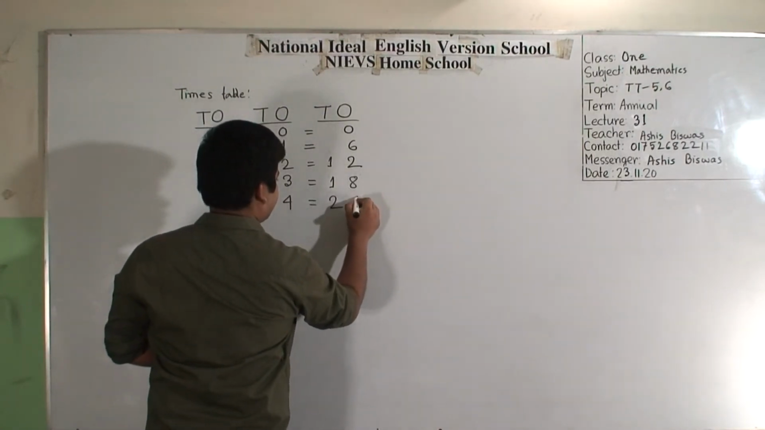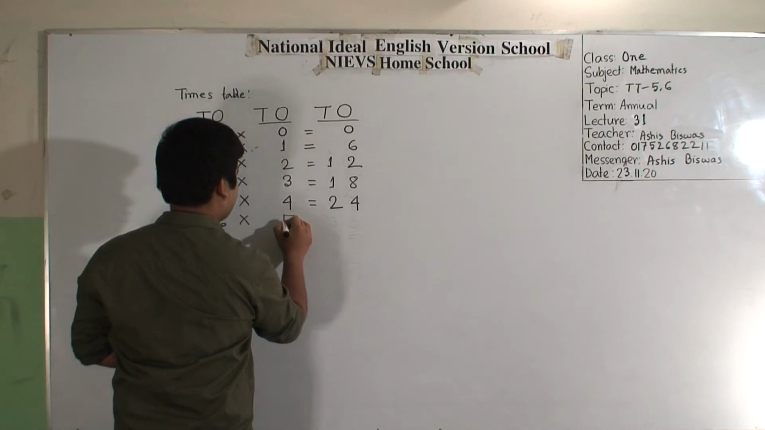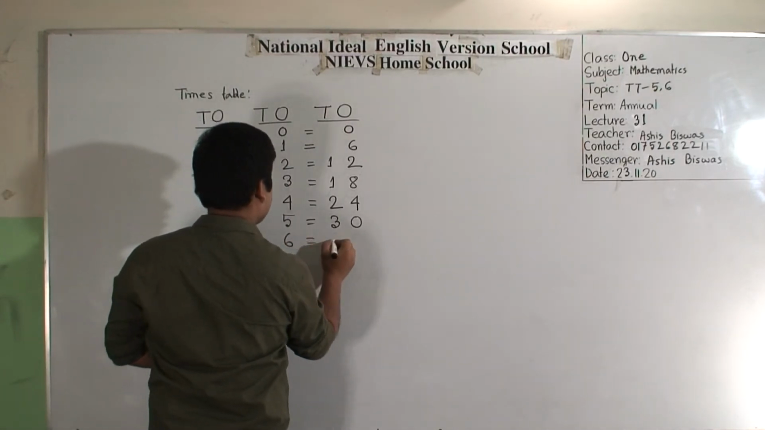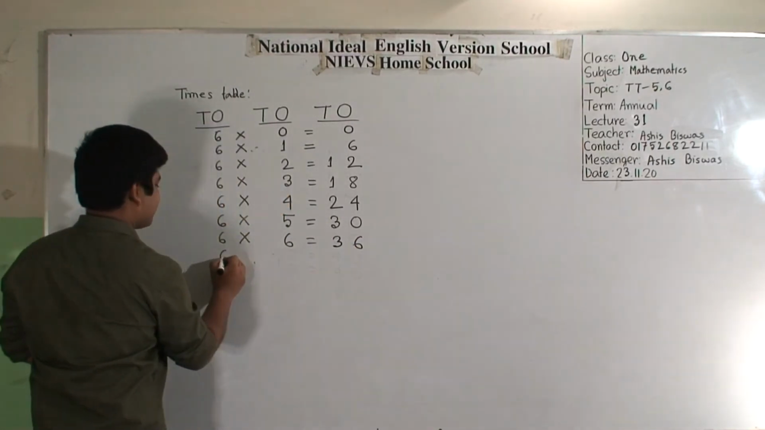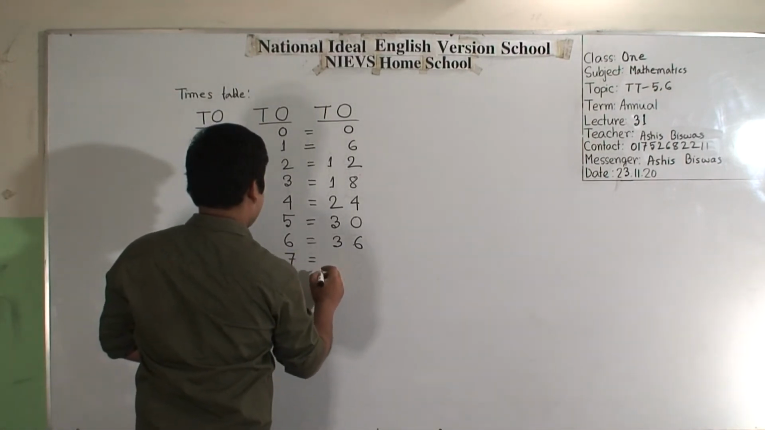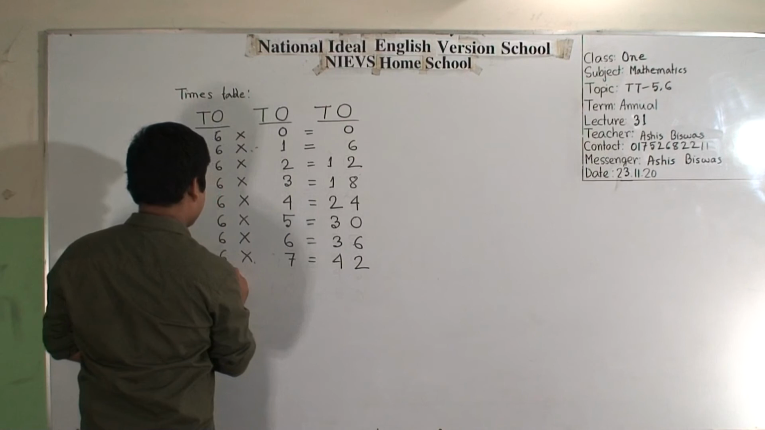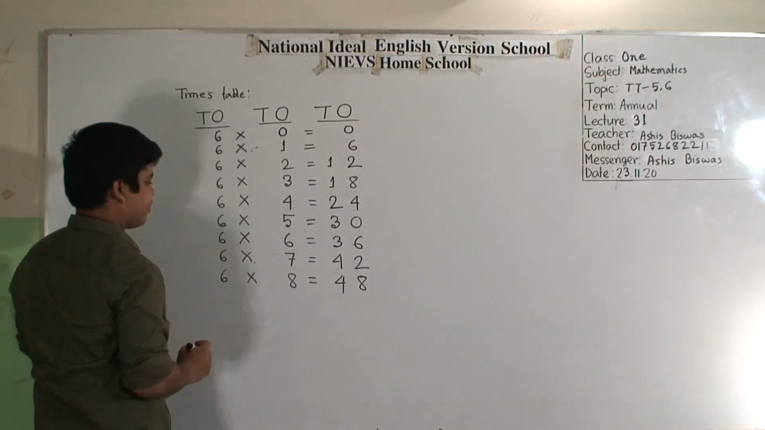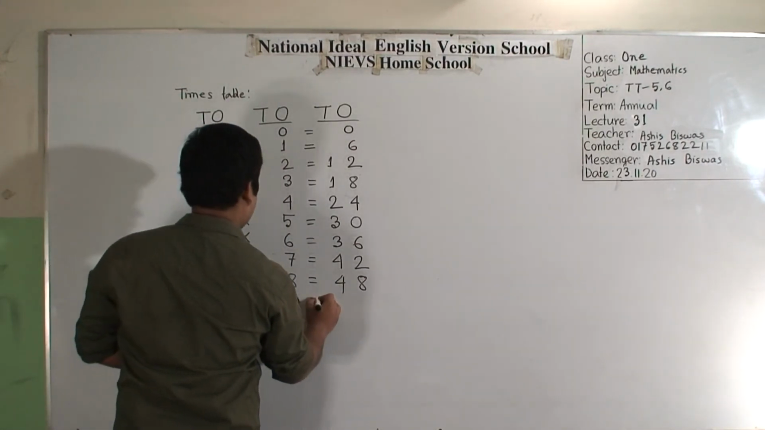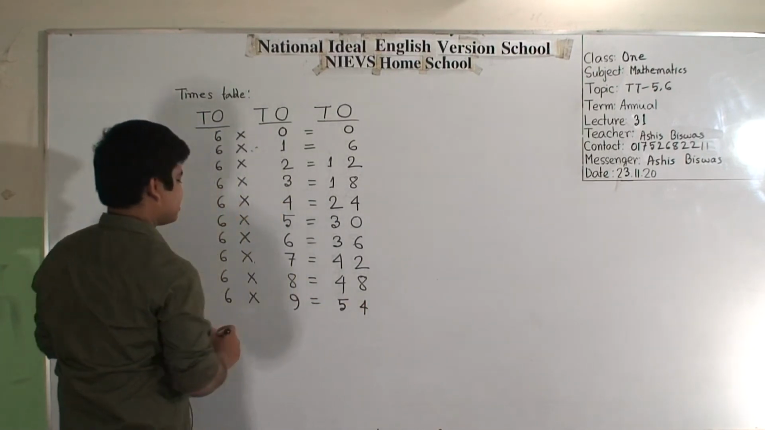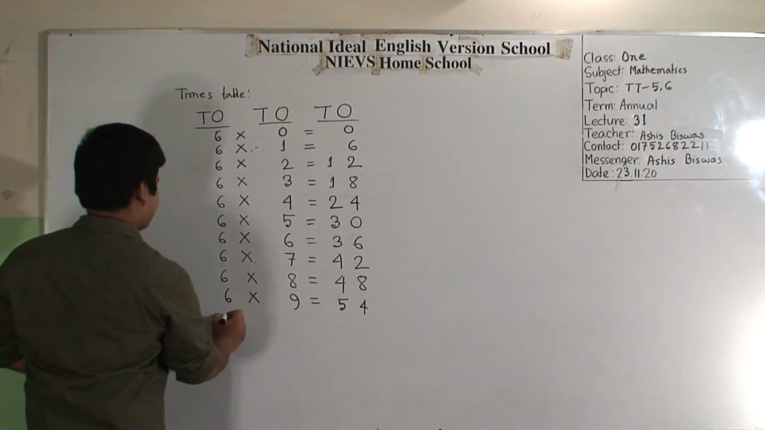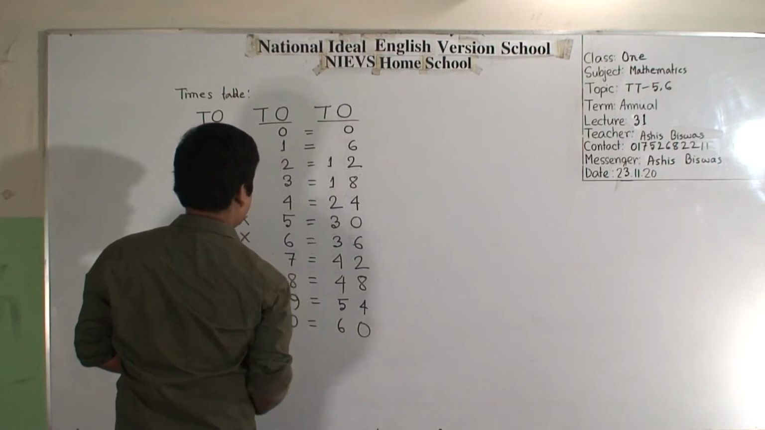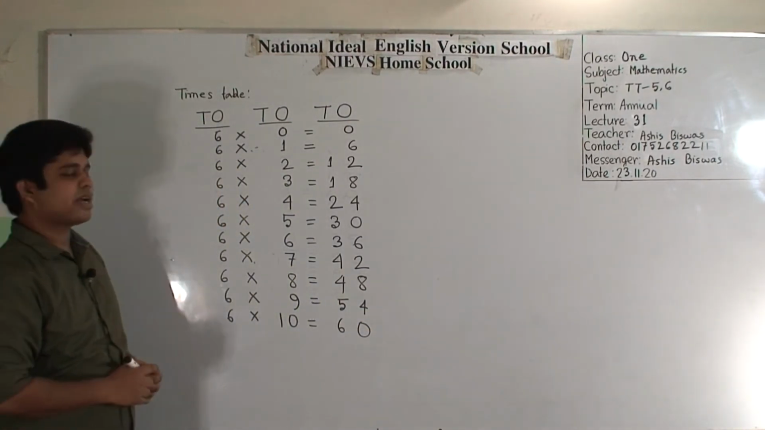6 fours are 24, 6 multiply 5, 6 fives are 30, 6 multiply 6, 6 sixes are 36, 6 multiply 7, 6 sevens are 42, 6 multiply 8, 6 eights are 48, 6 multiply 9, 6 nines are 54 and 6 multiply 10, 6 tens are 60. So my dear students, this is times table 6.